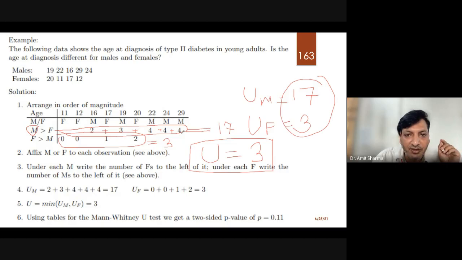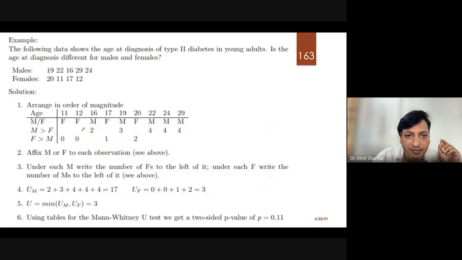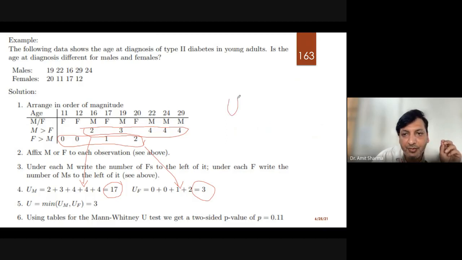So you can see here I have done the same. Here I have done the same. I have taken the sum of these here and the sum of 0, 0, 1 and 2. Here, two values have been calculated, 17 and 3. So U minimum we have to calculate, and U minimum will be considered as the final value of U. So U minimum was found to be 3. So we'll consider U as 3.